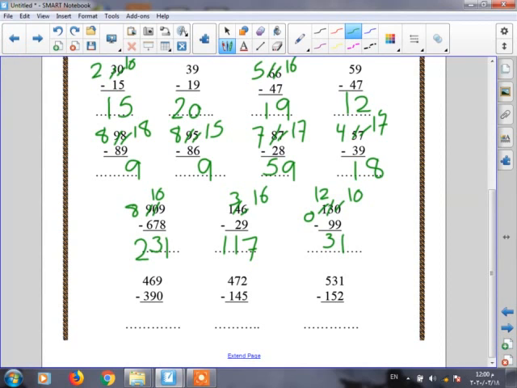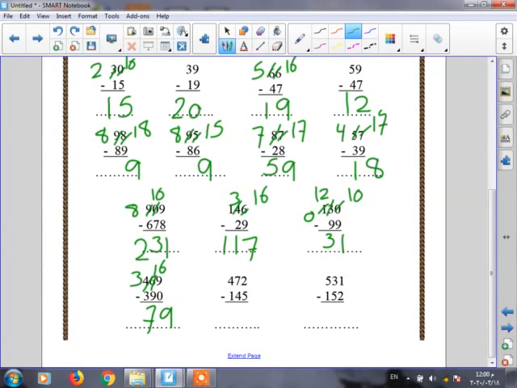469 minus 390. 9 minus 0 equal 9. 6 minus 9. No, we can't. Borrow 1 from 4. 4 becomes 3 and 6 becomes 16. 16 minus 9. After 9, 10, 11, 12, 13, 14, 15, 16. How many? 7. After this, I have 3 minus 3 equals 0. 0 on left, no value.